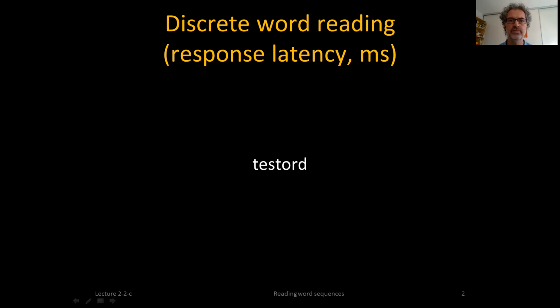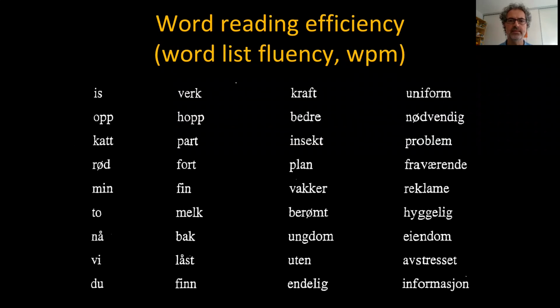In contrast to that, reading tests tend to use word lists. So what we can measure with word lists is word list fluency, also called word reading efficiency. And people typically have to read words that are presented in columns. And these words aren't related to one another. They do not form any sentences. People just have to read them one after the other.